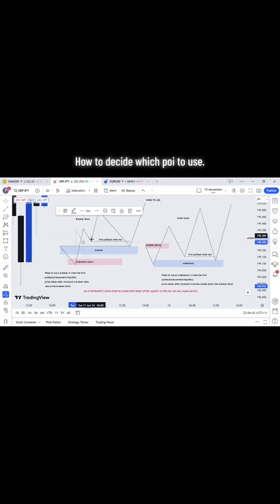So since the first pullback did not touch that breaker, it means that the breaker block is still yet to be mitigated. Meaning that if price should come back to sweep this first pullback, which is what I take as my liquidity, this breaker block here is going to be valid to be used as entry, regardless of there being an order block below it.